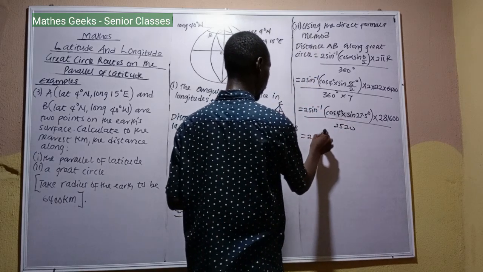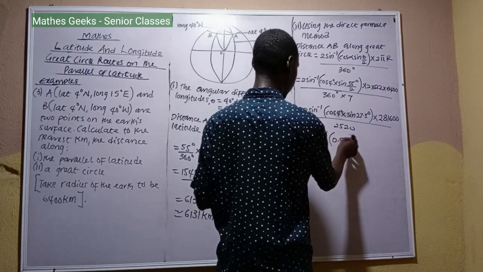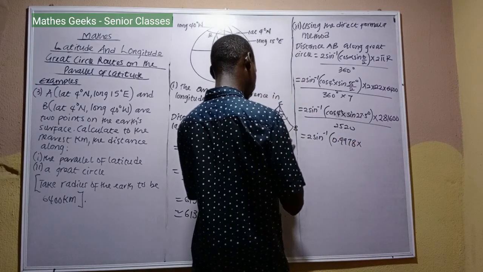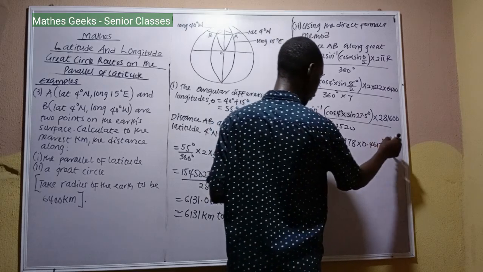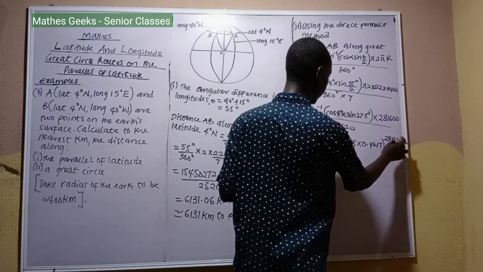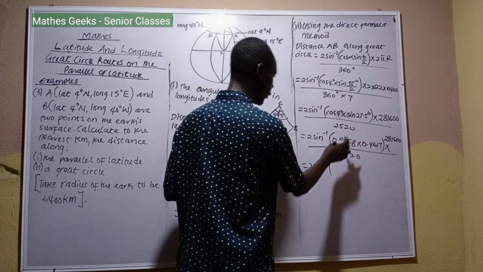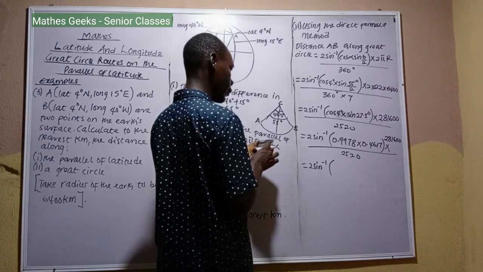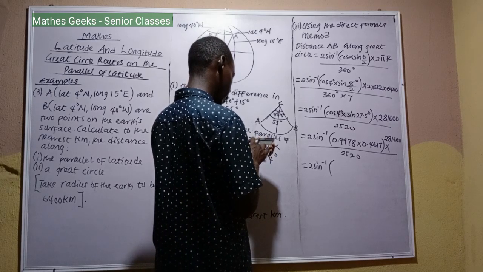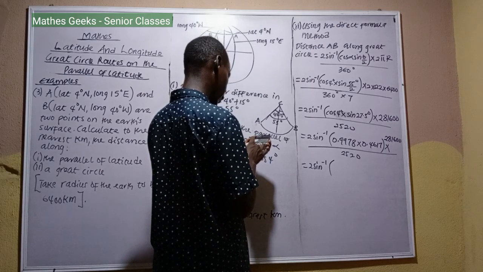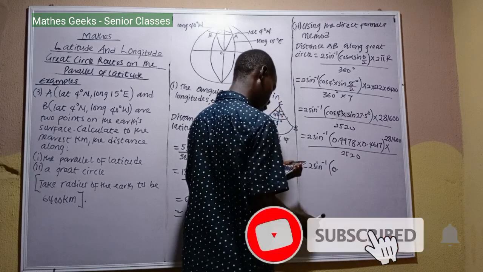Divided by 2520, 2 arc sine. So let's get the values. Cos 4 is 0.9978. 0.9978 times sine 27.5 is 0.4617. Then 0.4617 times 281,600 over 2520, with 2 arc sine of 0.9978 times 0.4617, which is 0.4607.